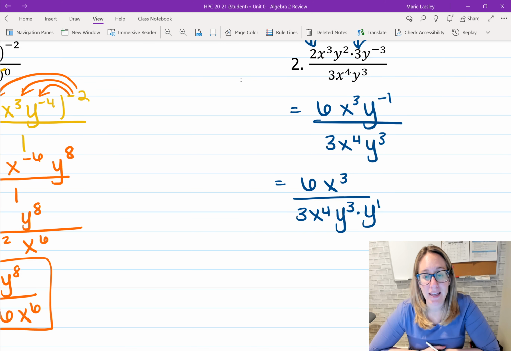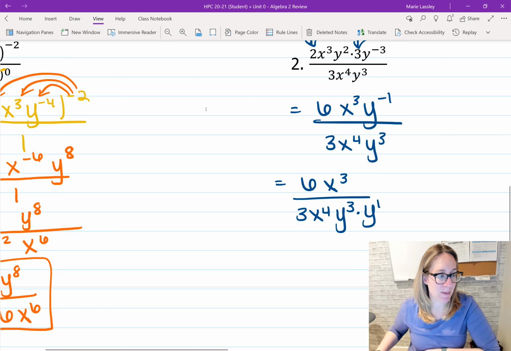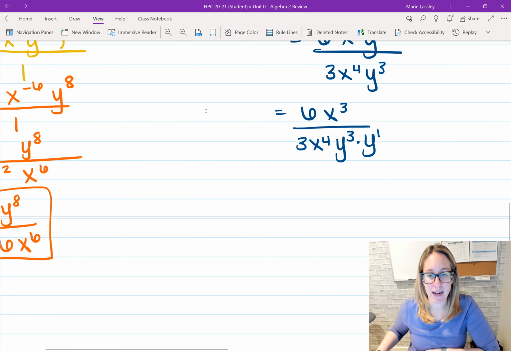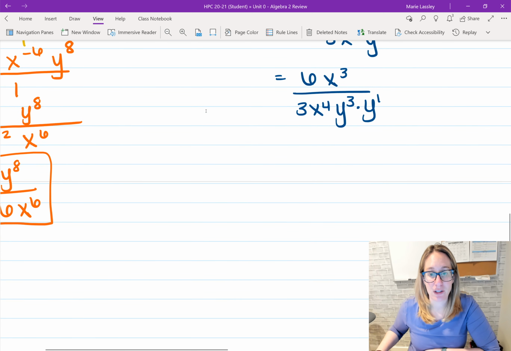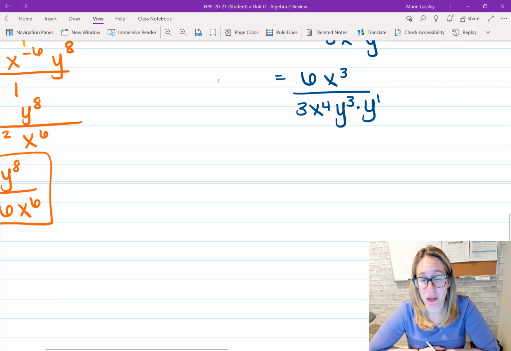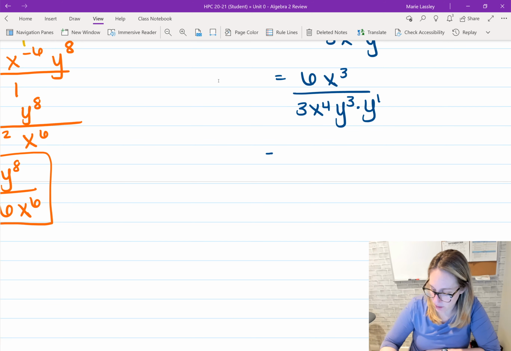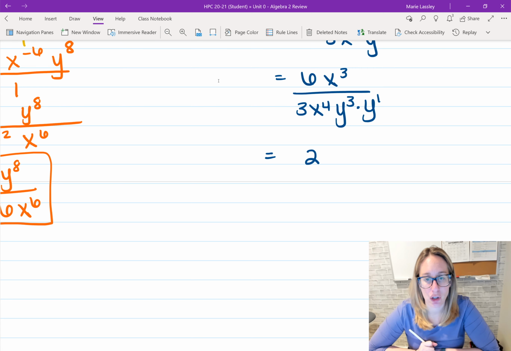Okay, so from here, I can really just simplify my problem. So I see that I have a 6 divided by 3, so 6 over 3, and I know that 6 over 3 simplifies to 2 over 1, because 6 divided by 3 is 2. So the first thing I'm going to do is change that to a 2.